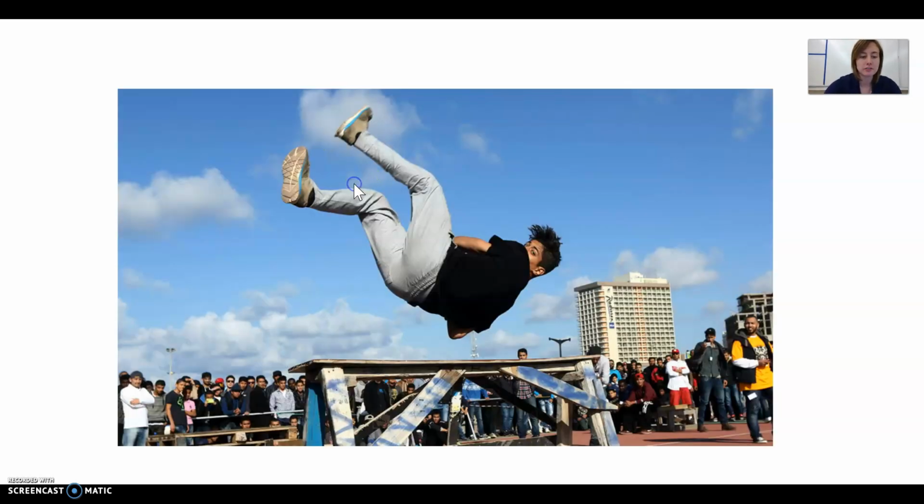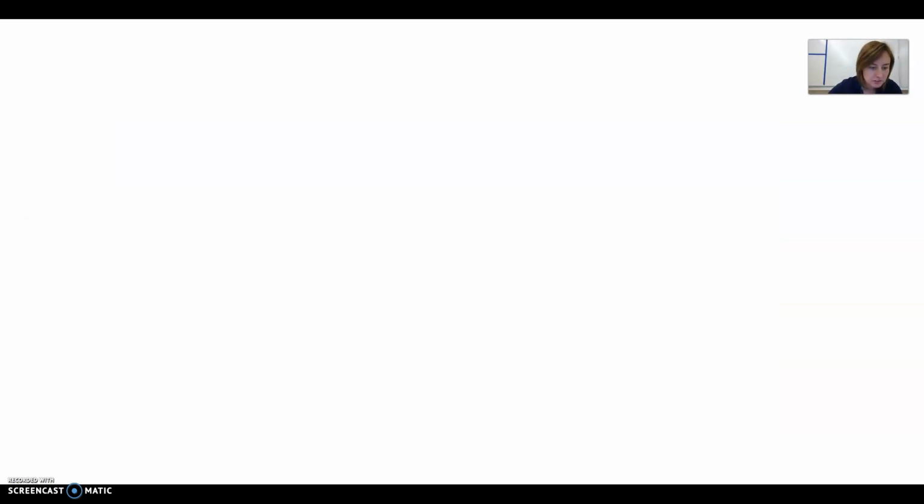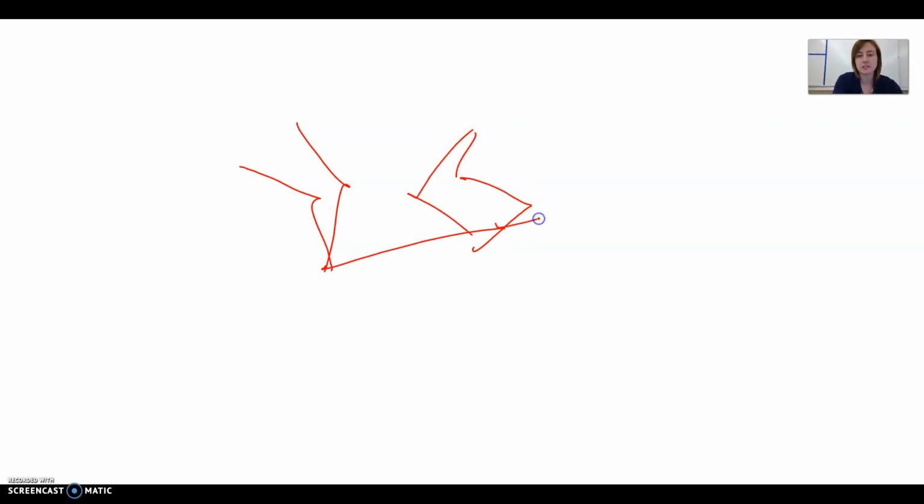I'm going to draw it with you because it's not really fair if you have to draw it and I just get to look at the picture. I've got to turn on my pencil, I guess. Here we go. So let's imagine this is what the guy looks like. This is not a great drawing, but that's okay.